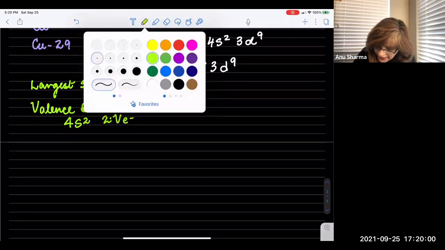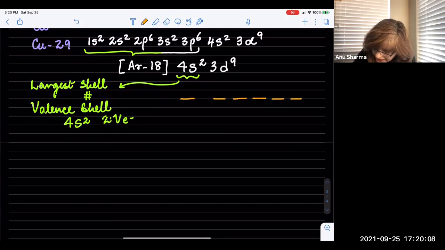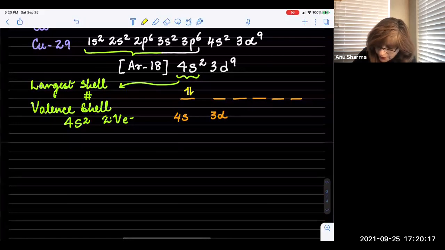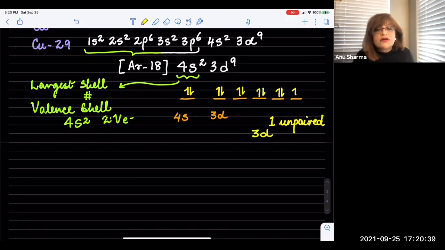Now let's look at the orbital diagram. Here is the 3d9, so 1, 2, 3, 4, 5. That's the 3d, and this is the 4s. So here are these electrons: 1, 2, that's the 4s, and 3d9 is here. You always fill the orbitals singly in orbital diagrams. So we fill in 5, and then the remaining 4 are paired. So you have one unpaired electron, and this one unpaired electron is in the 3d orbital.